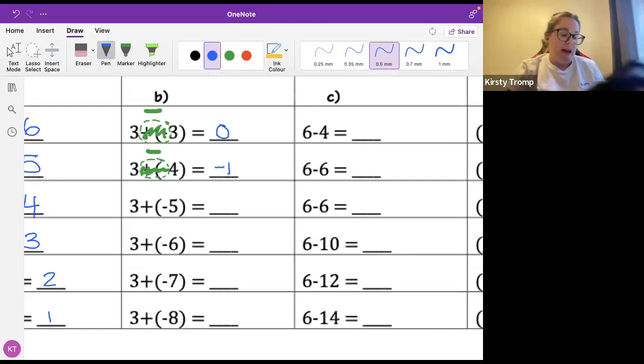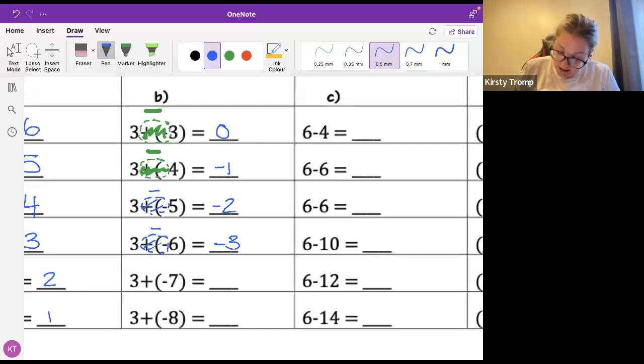Okay, so I've got 3 plus negative 5. I know what's going to happen. I'm going to draw a circle around these. They're going to go away. It's going to become a negative. 3 minus 5 gives me negative 2. 3 plus negative 6, I'm going to draw a circle around these. They're going to become a negative. 3 minus 6 is going to give me negative 3.